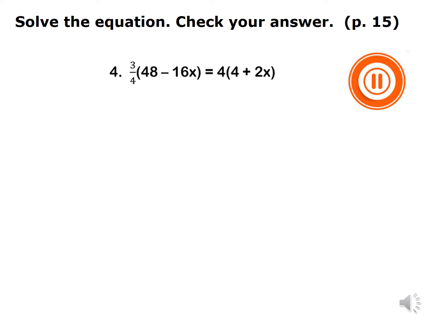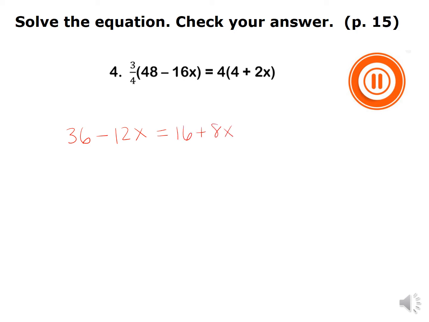Okay, so 3/4 of 48, I can think of it as cross-canceling the 48 and then multiplying by 3. So I could do that. That would be 36. And then 4 goes into 16 4 times 3 is 12x. Okay, and then over here I've got 4 times 4 is 16 plus 8x.